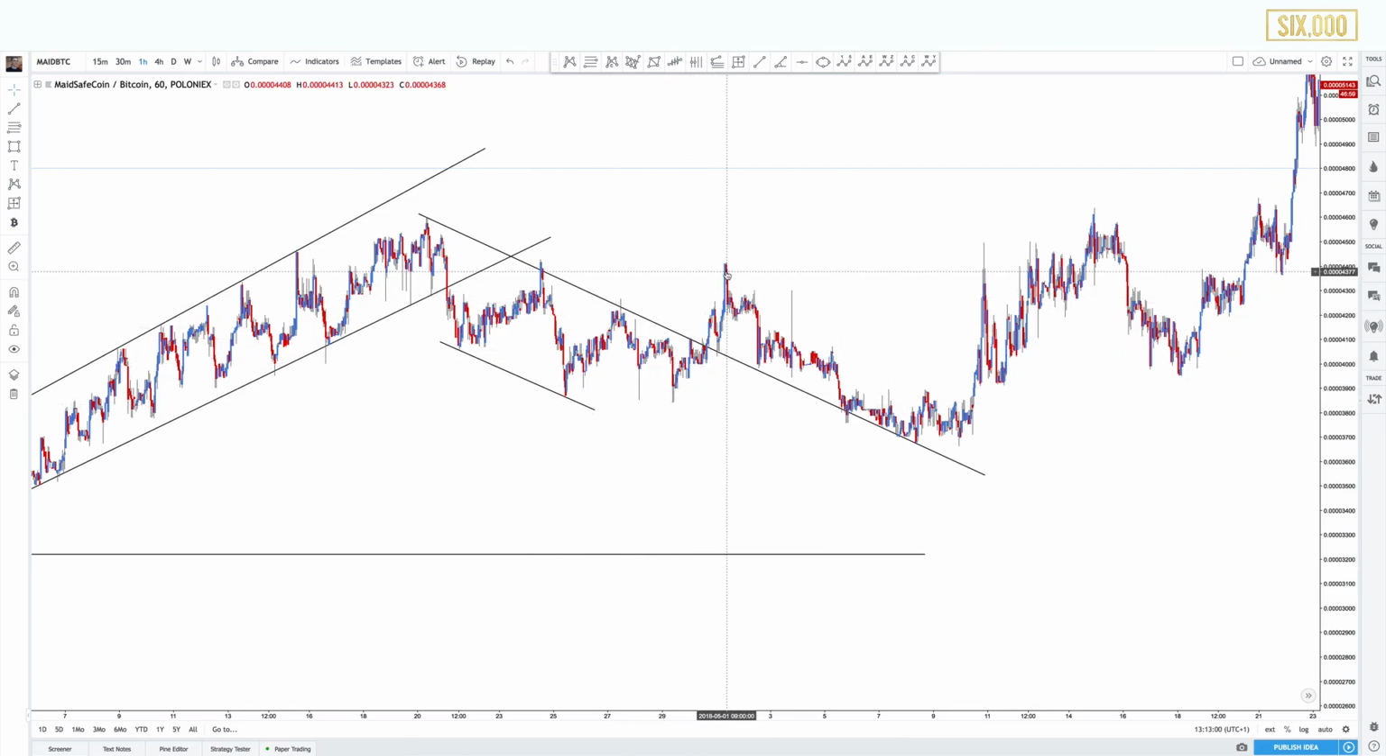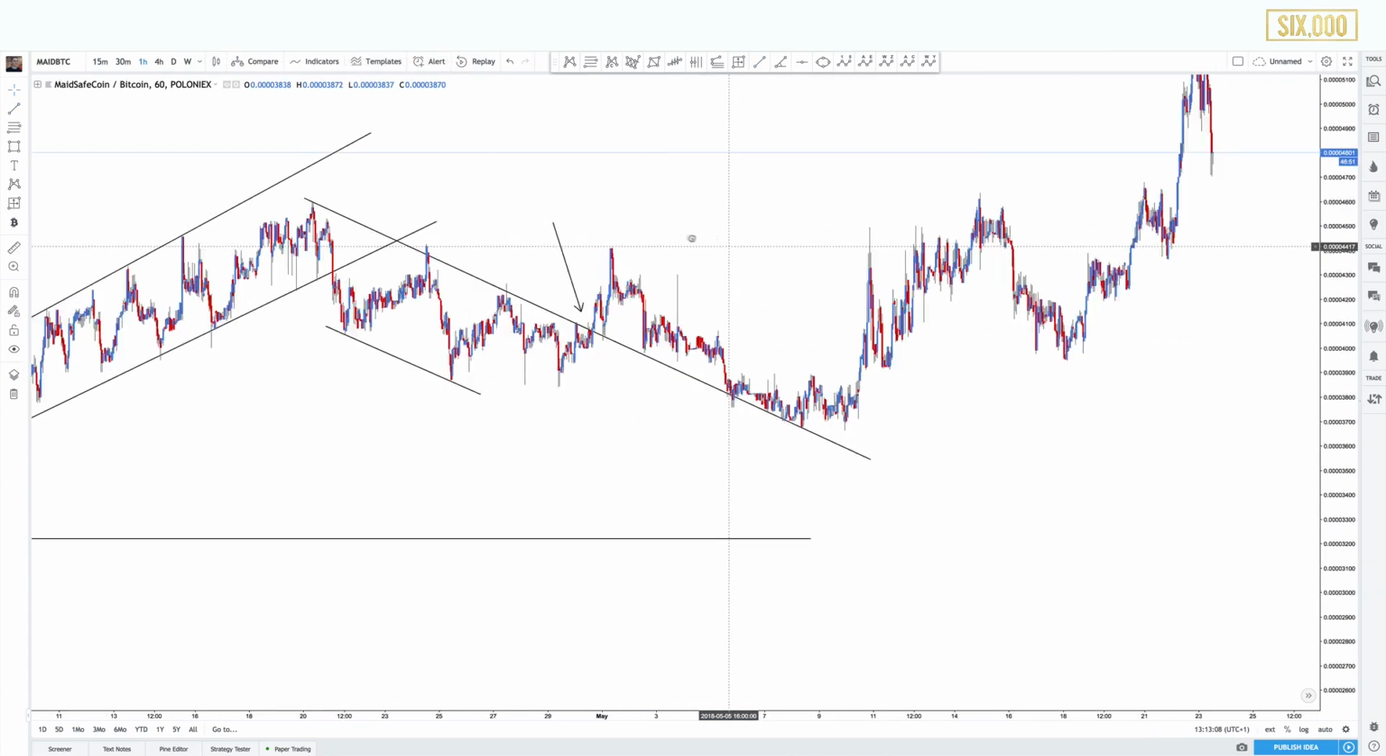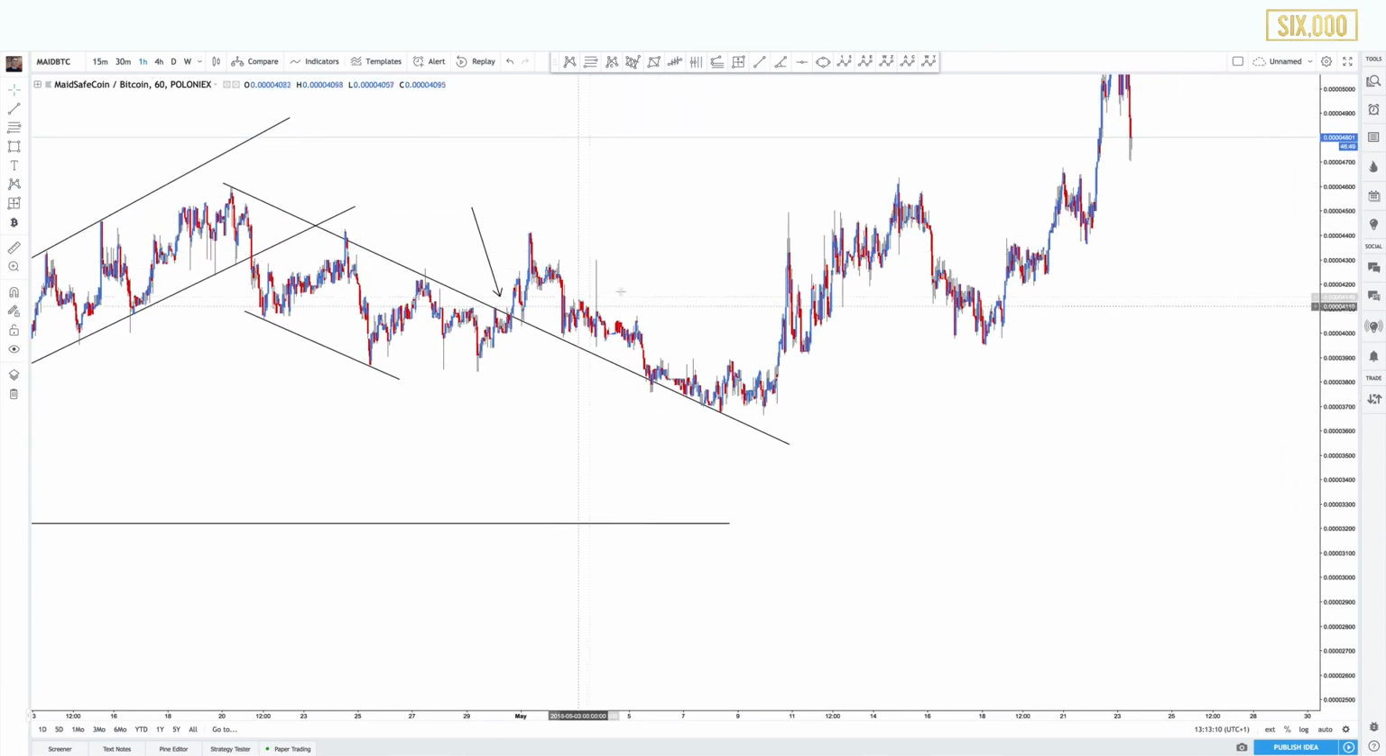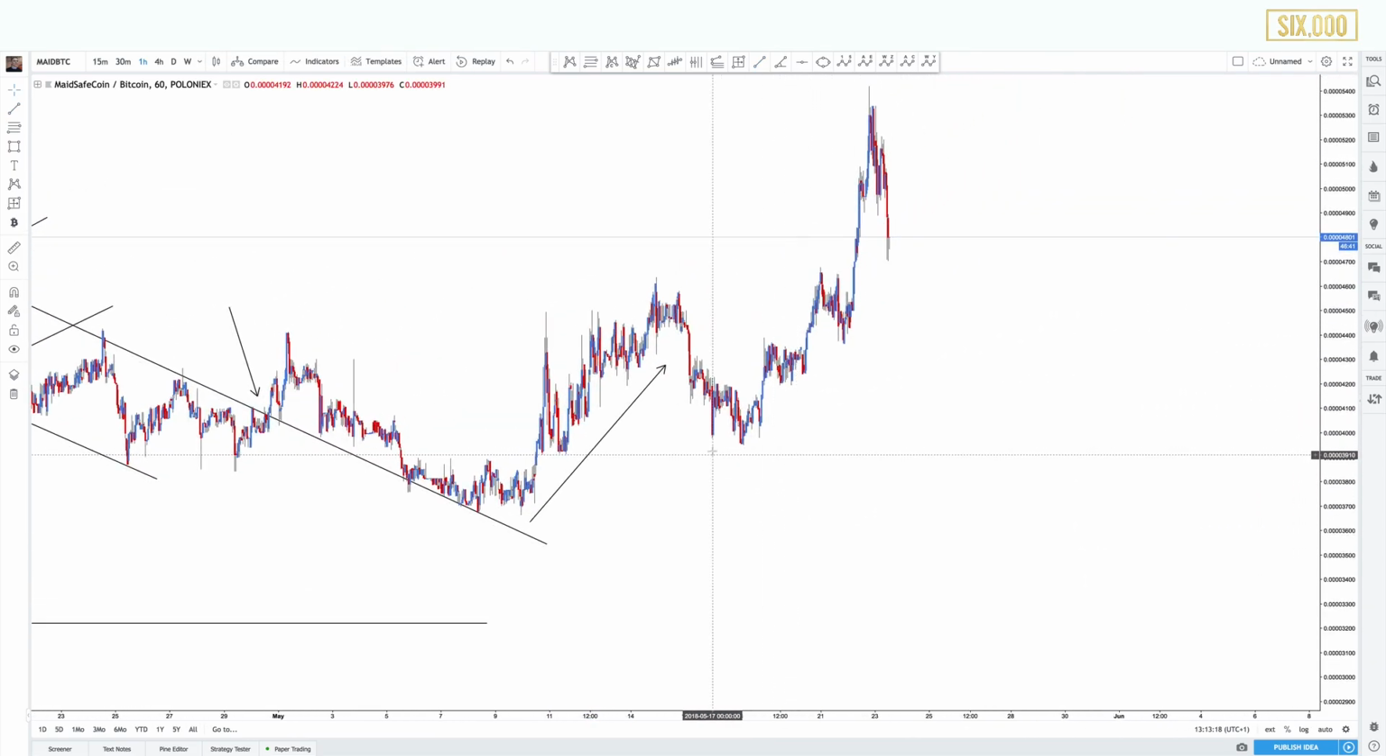Then we get a break to the upside, and this resistance that we're looking at here, this then turns to support, and price returns to that several times, and then we get the significant move away from that support level, and that's when it starts uptrending, and it actually starts to become quite impulsive towards this move here.